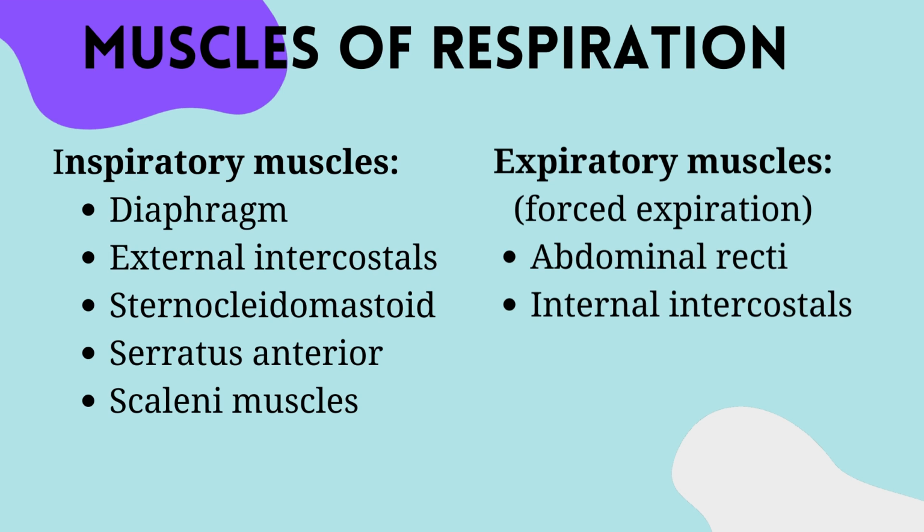Next we have the expiratory muscles. So now for expiration, note that this is only for forced expiration, because normal expiration is a passive process and it takes place because of elastic recoil. But when you can't expire fast enough, when you're respiring very fast and you need rapid expiration, for that we need extra help, and we get this extra help from the abdominal muscles, like the abdominal recti and the internal intercostals. The internal intercostals depress your ribs.